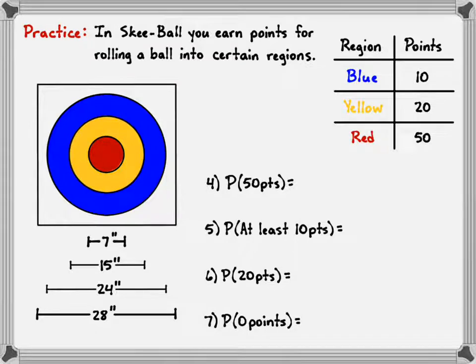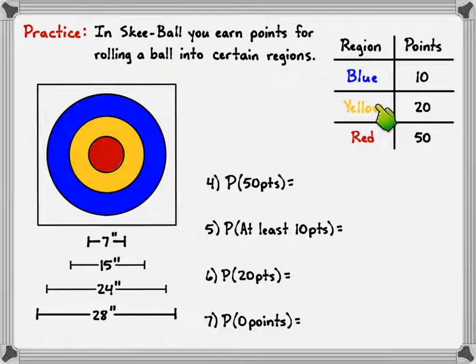All right. So in these problems, it's skee ball, right? You go to the arcade and you see those games where you're rolling the little tiny ball up the alley and you're trying to get it within a certain region, and you get a certain amount of points depending on which region you get it in. And obviously the bullseye, the red part, is going to be the most points.